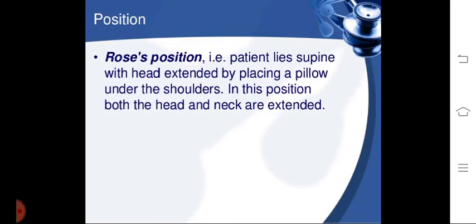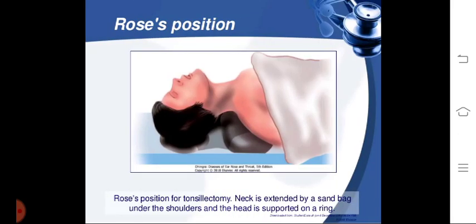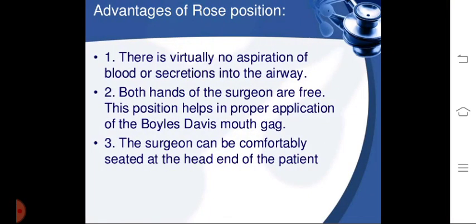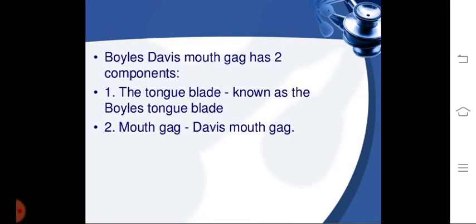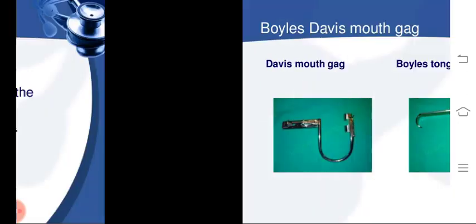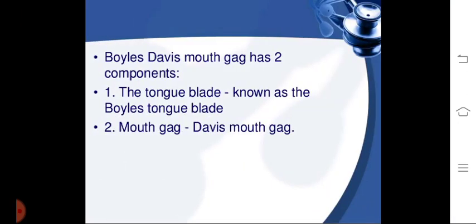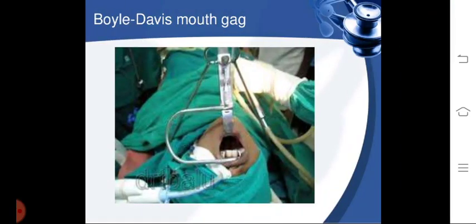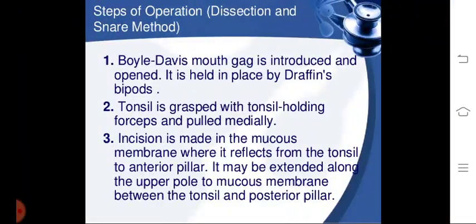Position is Rose position. In this, both the head and neck are extended, and this is the figure showing you Rose position. So the advantages are the risk of aspiration is less, both the hands of the surgeon are free and the surgeon can be comfortably seated at the head end. Boyle-Davis mouth gag is used to open the mouth and get access to the tonsil. It has one tongue blade and the mouth gag, that is the Davis mouth gag and Boyle's tongue blade. So here you can see the figure of Boyle-Davis mouth gag.